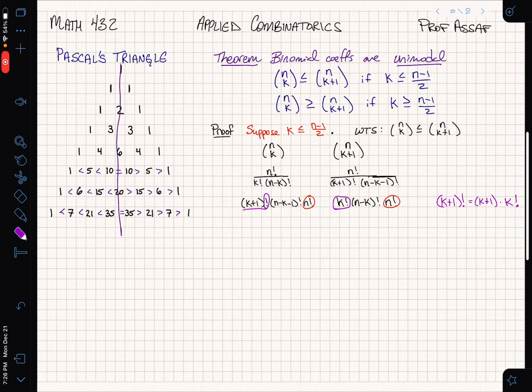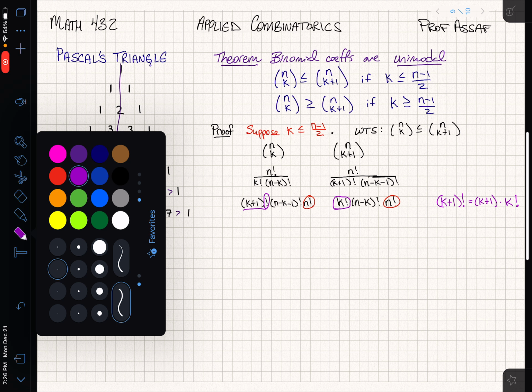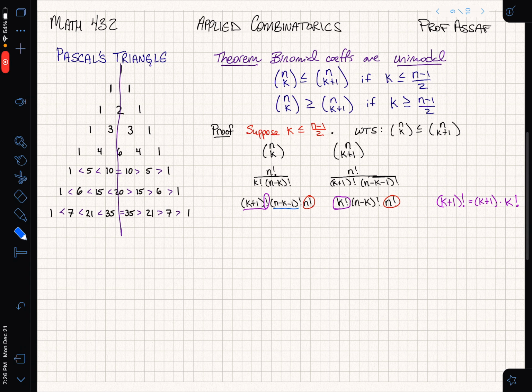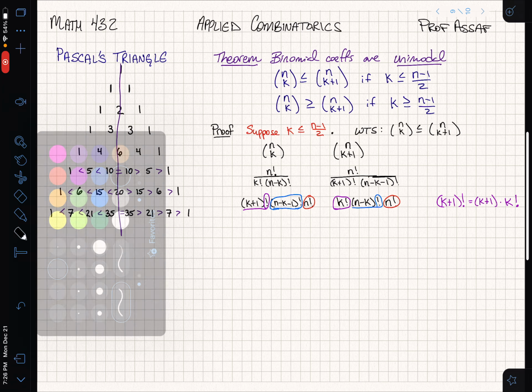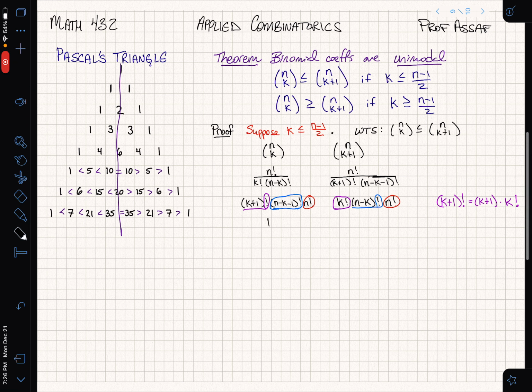Okay, and then a similar thing is going to happen with the term here, this now is the smaller term. So I'm going to knock this whole thing out, and I'm going to take out this guy's factorial. So what am I going to be left with? On the left, I'm left with k plus 1. And on the right, I'm left with n minus k. So which is bigger, k plus 1 or n minus k? It depends. But I have this thing I get to assume that's going to help me make a deduction.